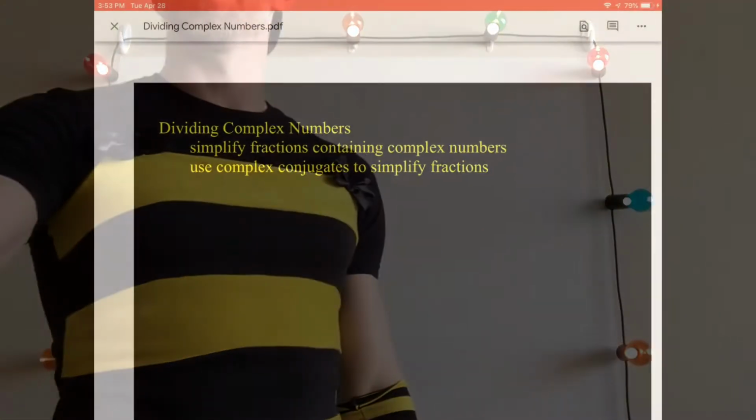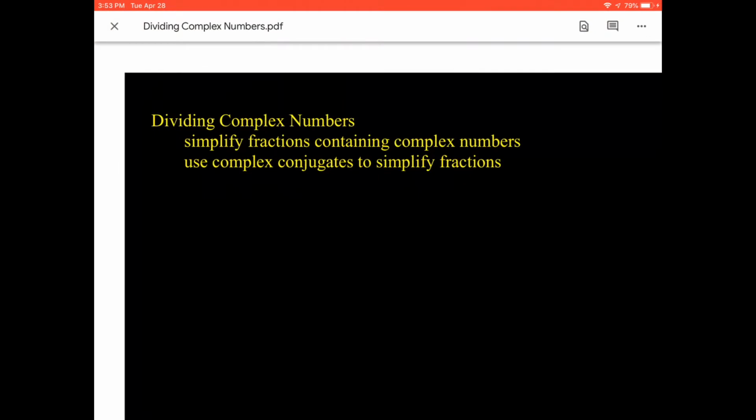So here we go. We're going to take a look at dividing complex numbers today. All right, so we said we're going to divide some complex numbers. So a little bit more specifically, we could say that we're going to simplify fractions containing complex numbers. And along the way, we're going to have to use complex conjugates to help us simplify some of those fractions that have complex numbers in them.